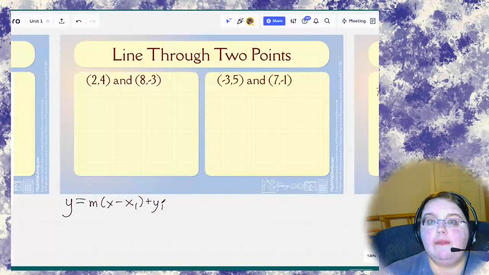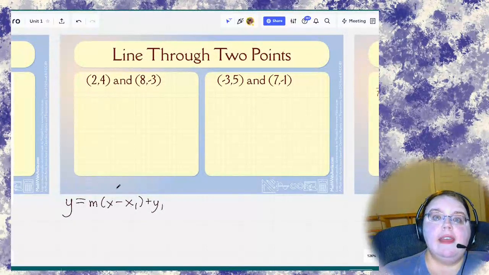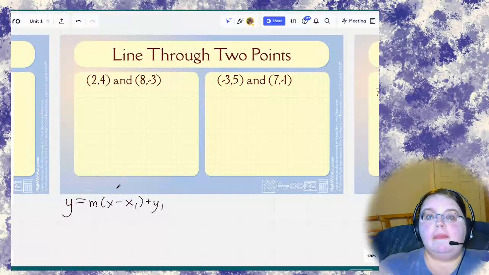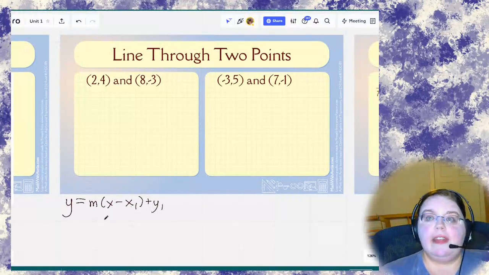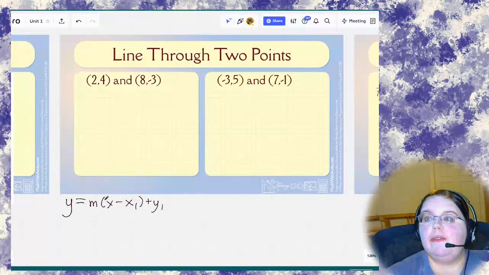I'm particularly fond of this form because I feel it's the most similar to something later on that students need to do, which is something similar with quadratics, the vertex form. But we're not there yet. We're just focusing on a line through 2 points here. Now I'm just going to use (2, 4) because it doesn't really matter which point you use. And it's always a little easier if everything's positive.